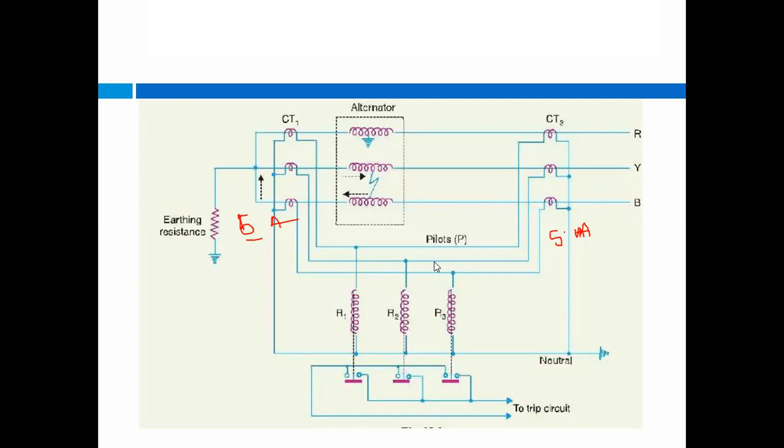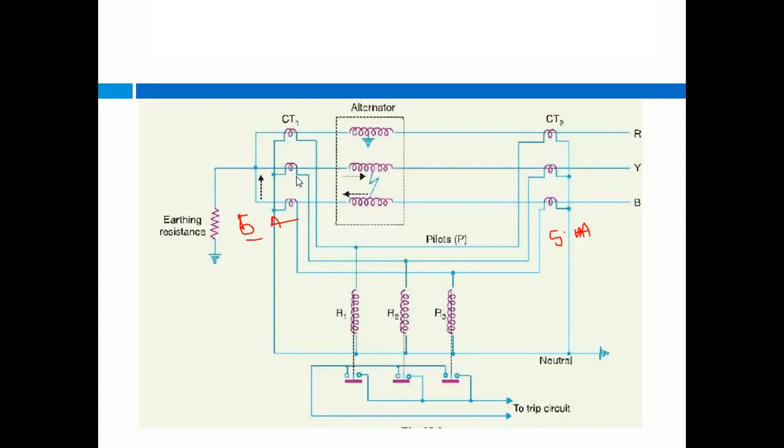So that more current means that the difference of current will pass through these two relays, R2 and R3, and these two relays will operate these two circuit breakers here. So when the circuit breakers get operated, that faulty section gets disconnected. So this is the working of your alternator differential protection, which is also called the Merz-Price protection of the alternator.